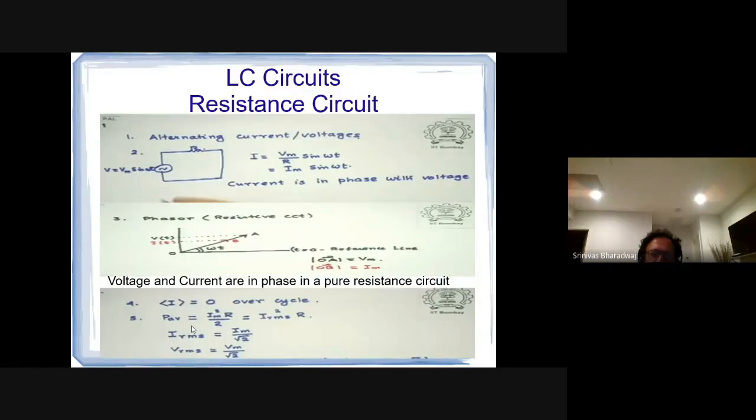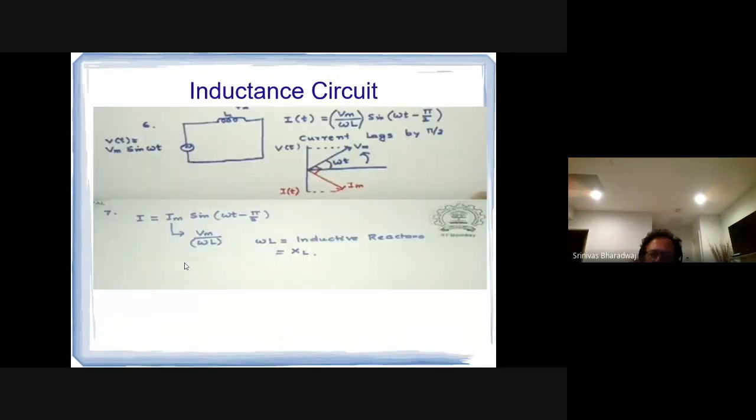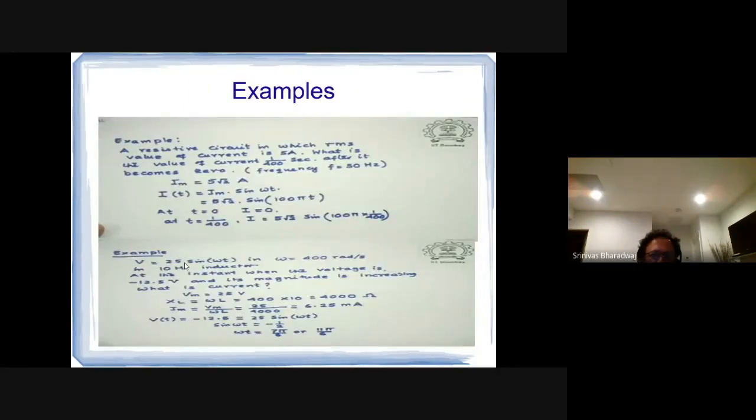Now, what happens if you have both a resistance and an inductance? Then things get a little bit different. You already saw this part of it, it's just a revision. If there's only a resistor, V and I are in phase. If there's only an inductor, V and I are perpendicular to each other. And he gives an example.